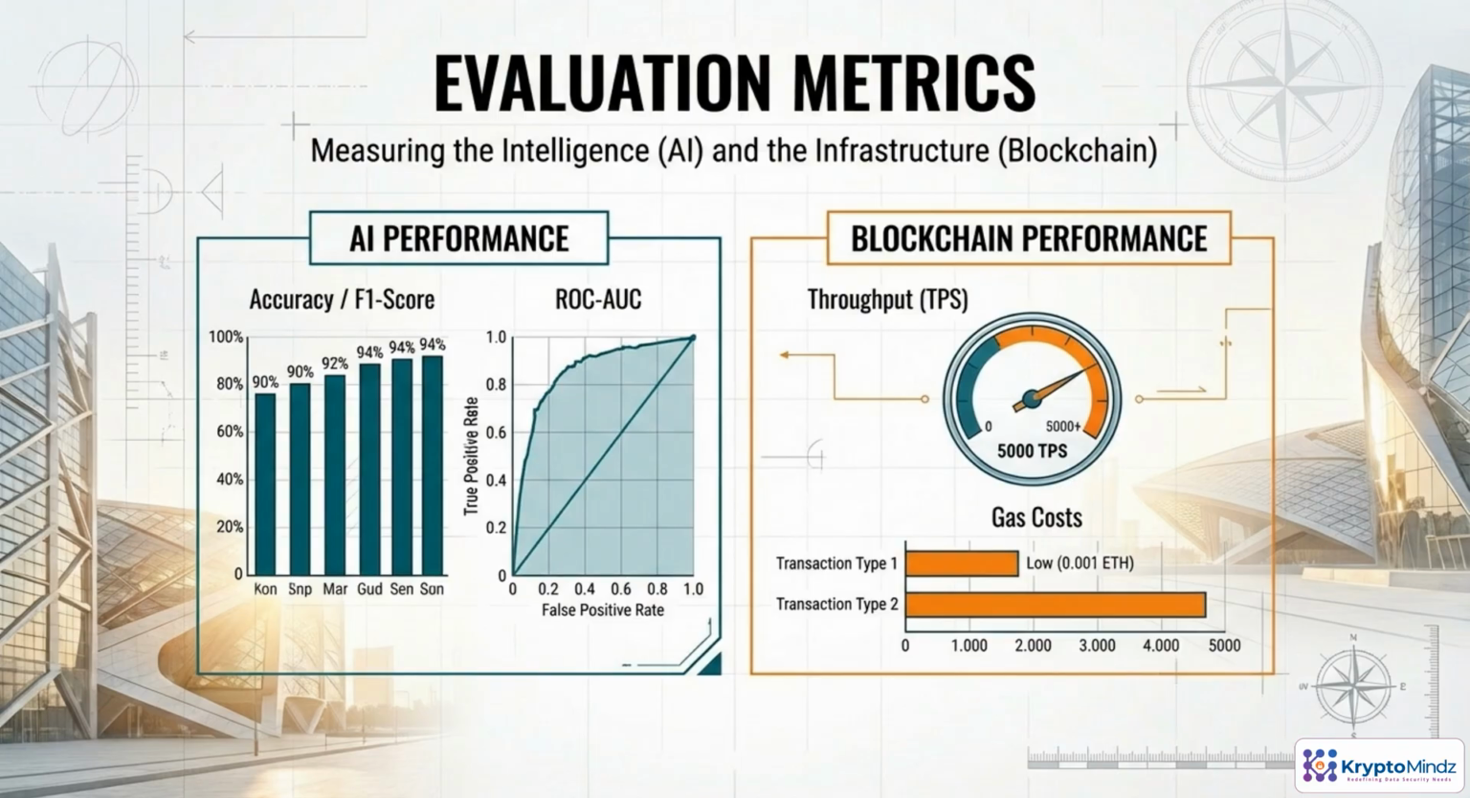When you design an AI blockchain system, you must prove that both the brain and the plumbing work well. For the AI models, emphasize predictive quality, accuracy, and F1 for balanced performance, and ROC-AUC to understand behavior across thresholds. For the blockchain layer, emphasize engineering quality, throughput in transactions per second, and the economic cost per transaction, such as gas usage.